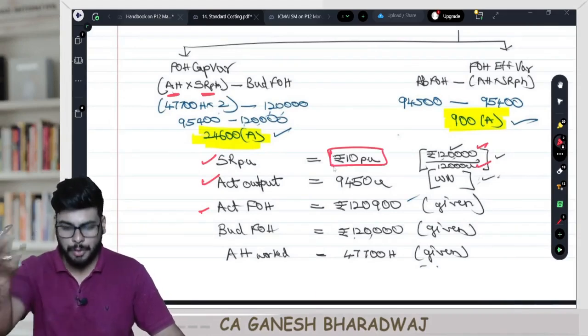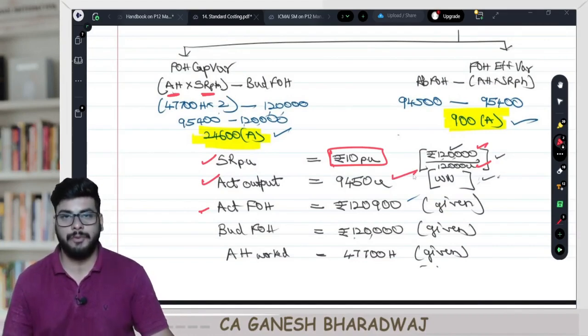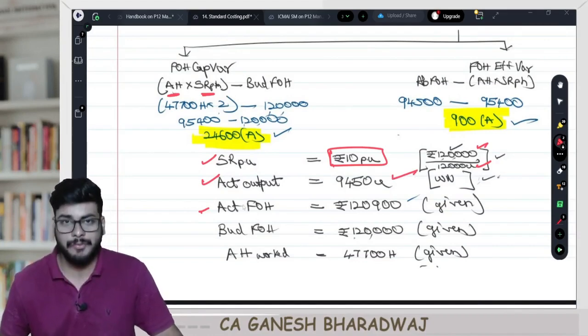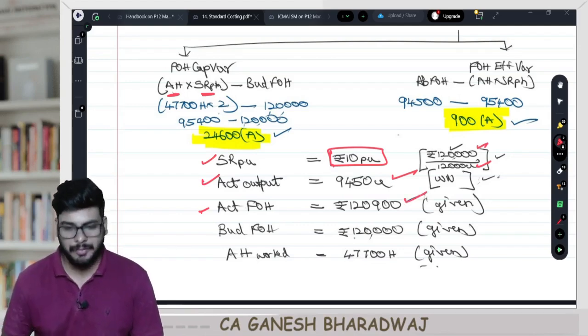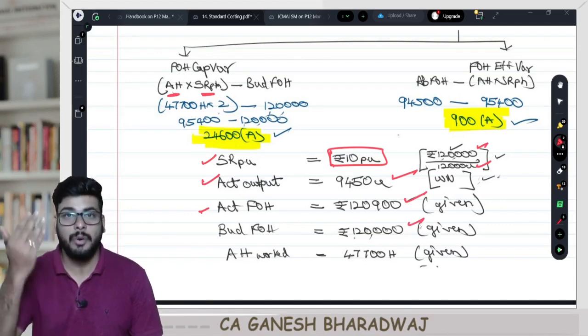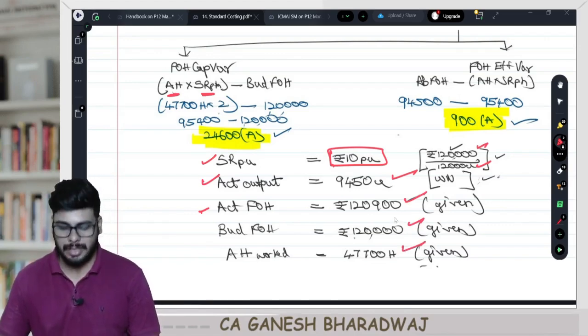What is the actual output? We just calculated. It's going to be 9,450. Clear with this? Then actual fixed overheads are given readily in the question, 1,20,900. What is the budgeted fixed overheads? That is also given in the question, 1,20,000. What is the actual hours worked? Once again given in the question, 47,700.